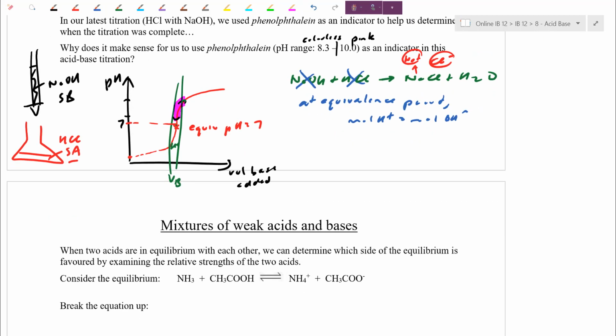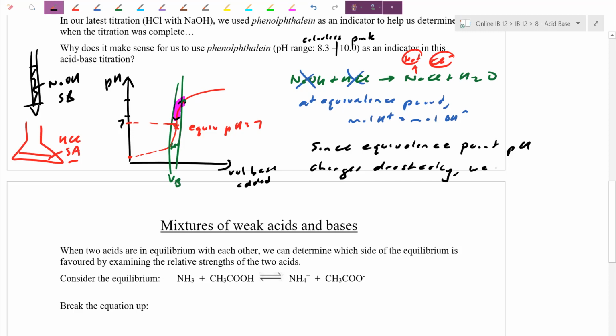Okay, so since the equivalence point pH changes drastically, we go through basically pH 7, which is what I want to look for, and any pH like 8.3 to 10 within a very narrow range of VB. Okay, so that's why it's okay, even though phenolphthalein does change color a little bit too late, it's still a good approximation.